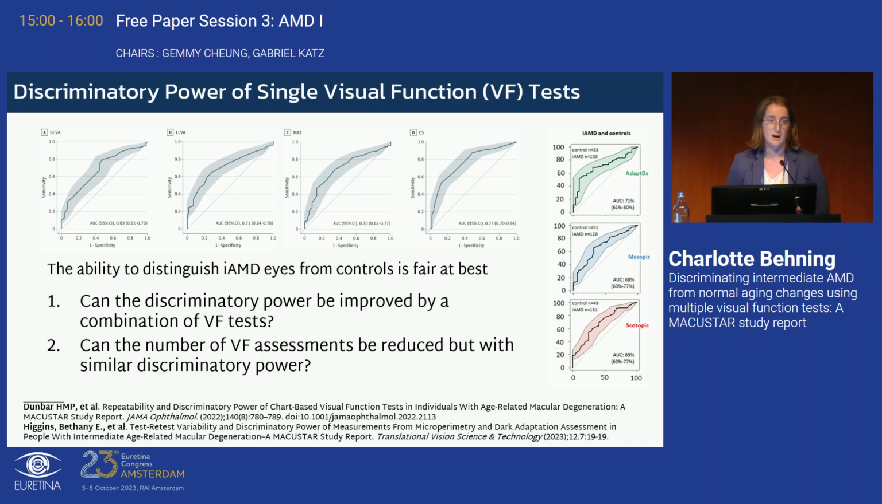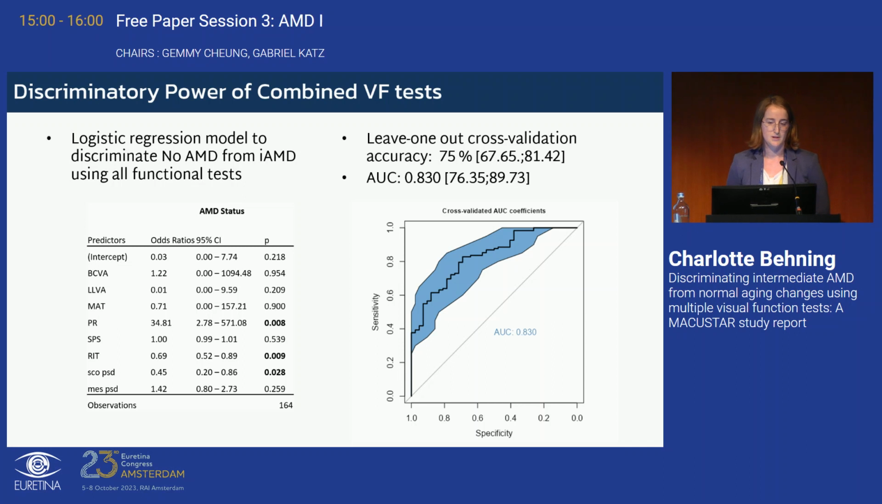We were asked the questions: can the discriminatory power be improved if we combine multiple visual function tests, and can we reduce the number of assessments from 8 to maybe fewer, because 8 might be too much for a clinical trial setting? To combine tests, we used logistic regression models with all 8 visual function assessments, and we can see that we can improve the discriminatory power to 0.83, so we have a good separability.